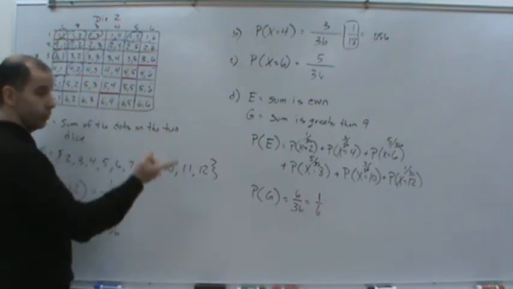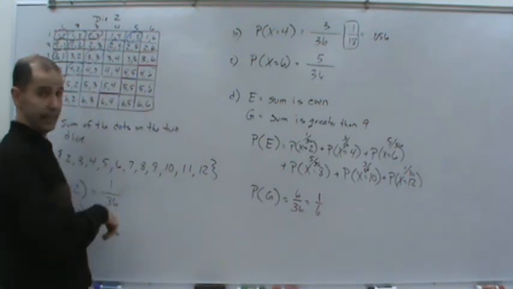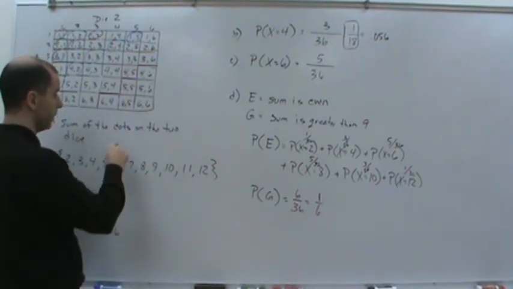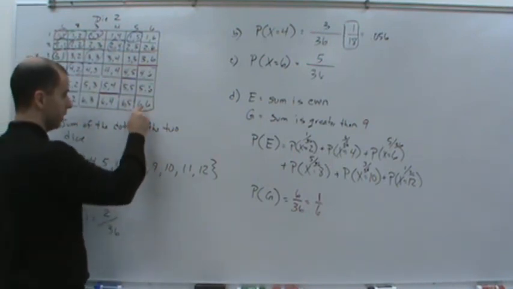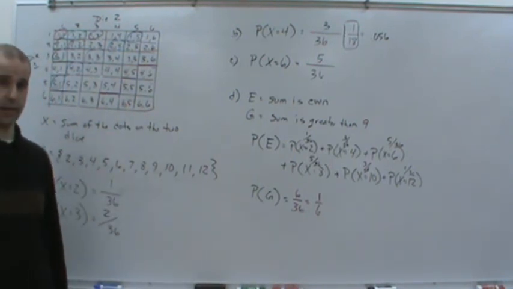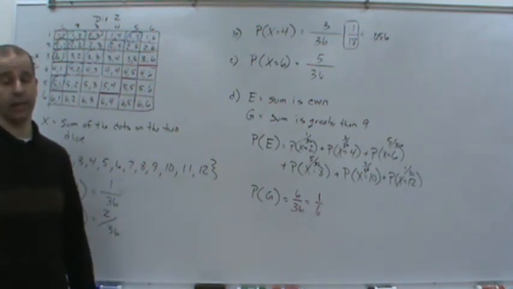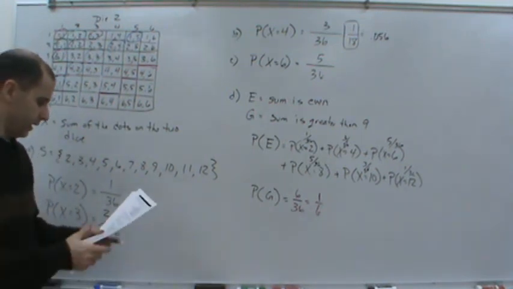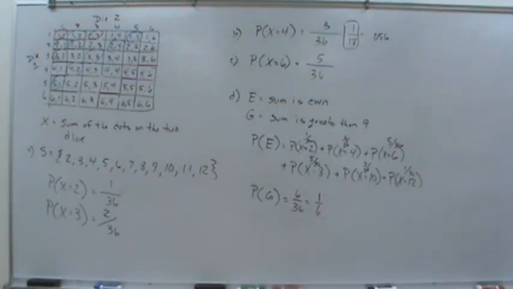Well, we could add up those probabilities. The probability of getting a 10 is 3 out of 36. The probability of getting 11 is 2 out of 36. And the probability of getting a 12 is 1 out of 36, and do the same thing. Okay? Either way, you'll get the same answer. Okay? So, let me see. I think that's it.